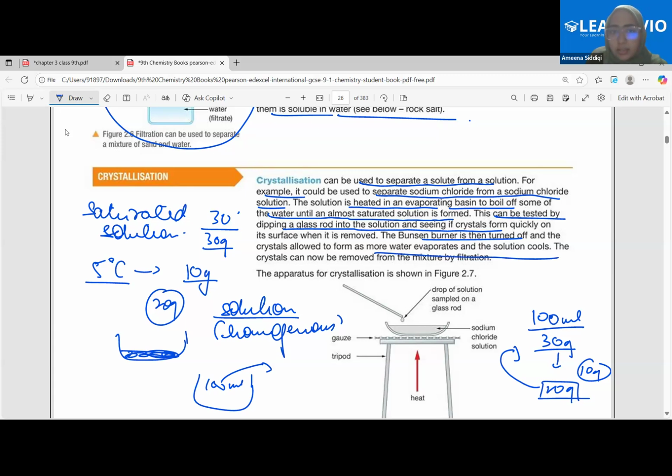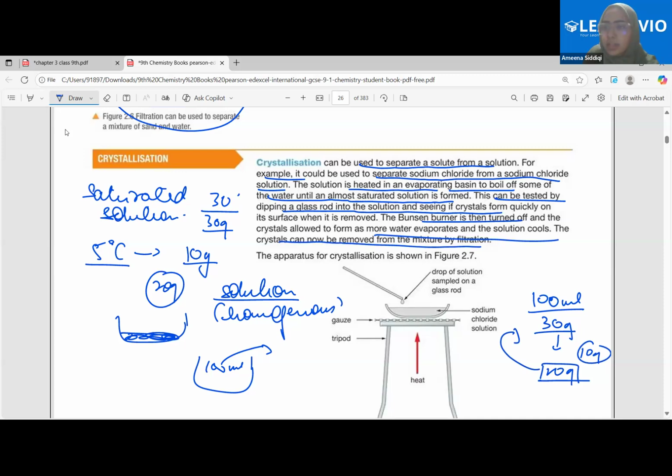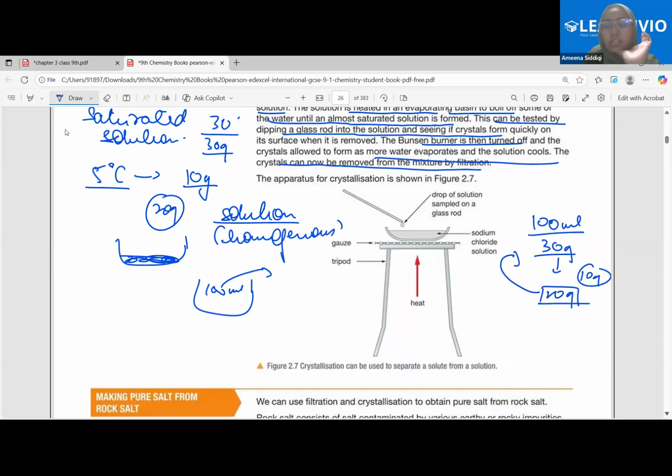Fine. The crystals can now be removed from the mixture by filtration, the same method as the first step, the first method, that was filtration. So what is the difference between the filtration and the crystallization method? Filtration is used when there is a heterogeneous mixture or the components are not soluble into each other. But when we have the crystallization method, we use it for solutions, which are homogeneous mixtures. So we crystallize the solute, and then we are able to filter the solvent and the solute. Clear?